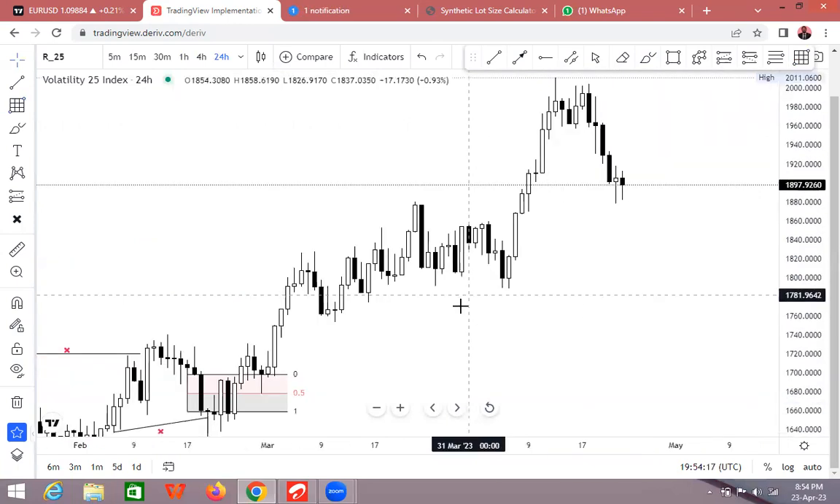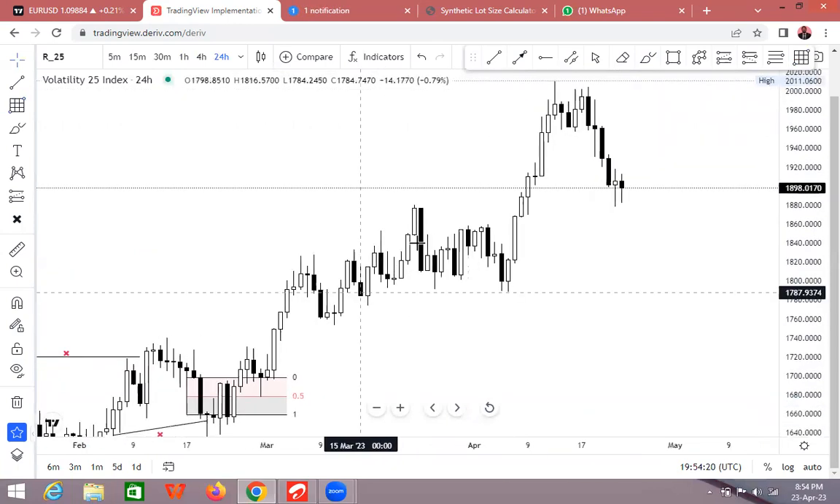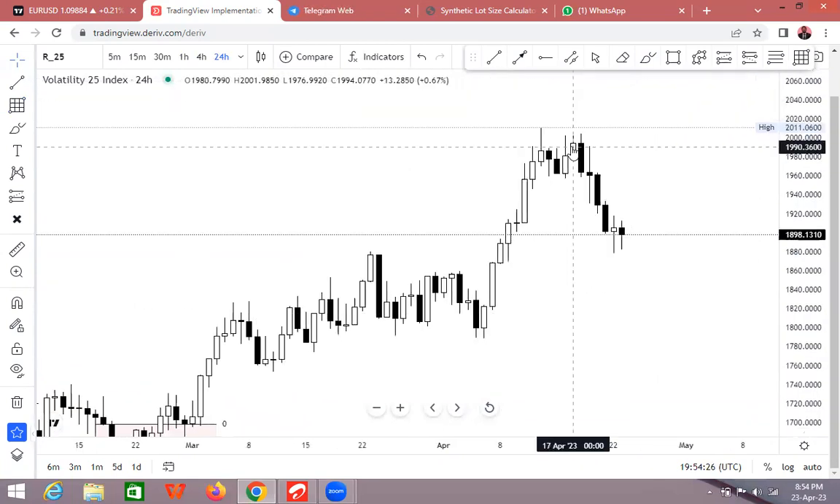that in the next class. That's the next thing I'm going to teach. Then price kept rallying up, rallying down. Look at this explosive move. You can see this explosive move.